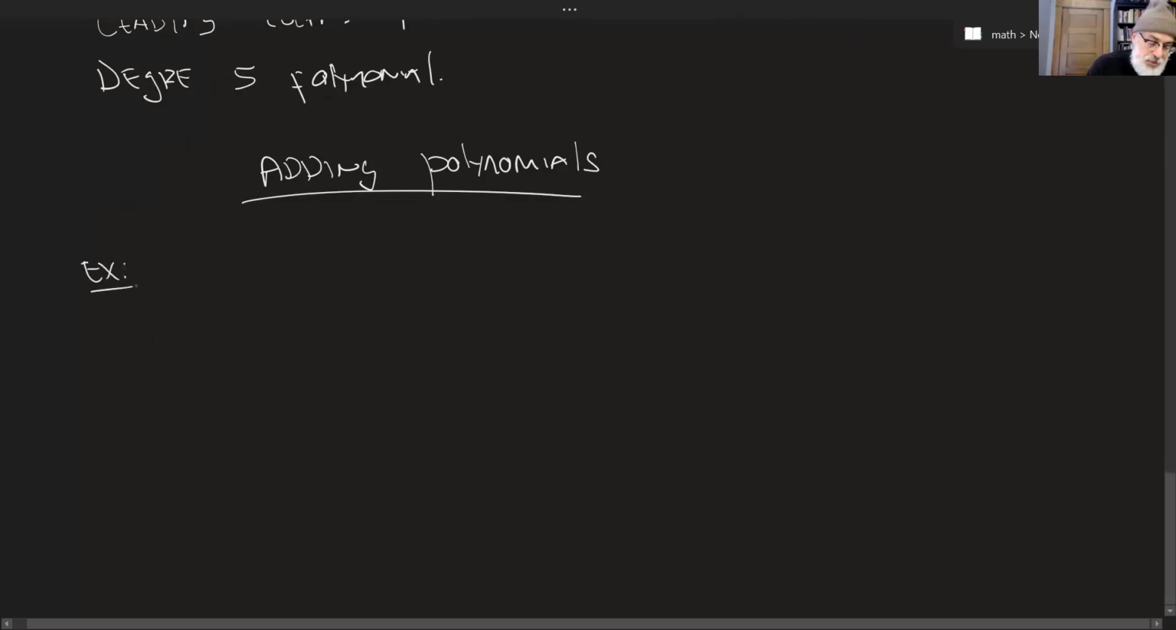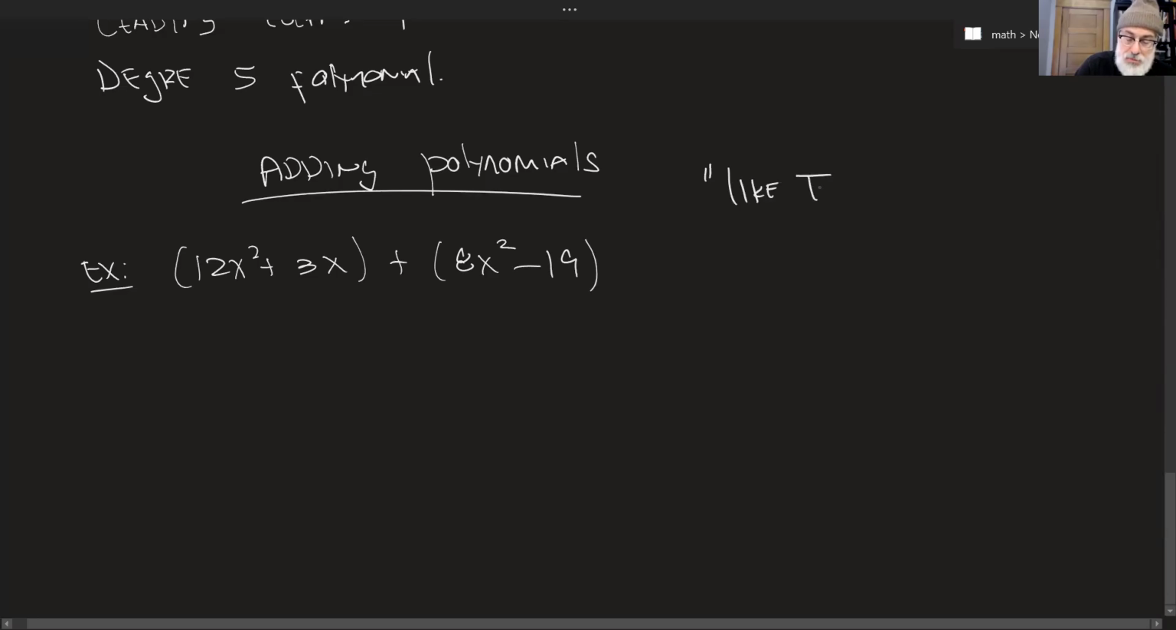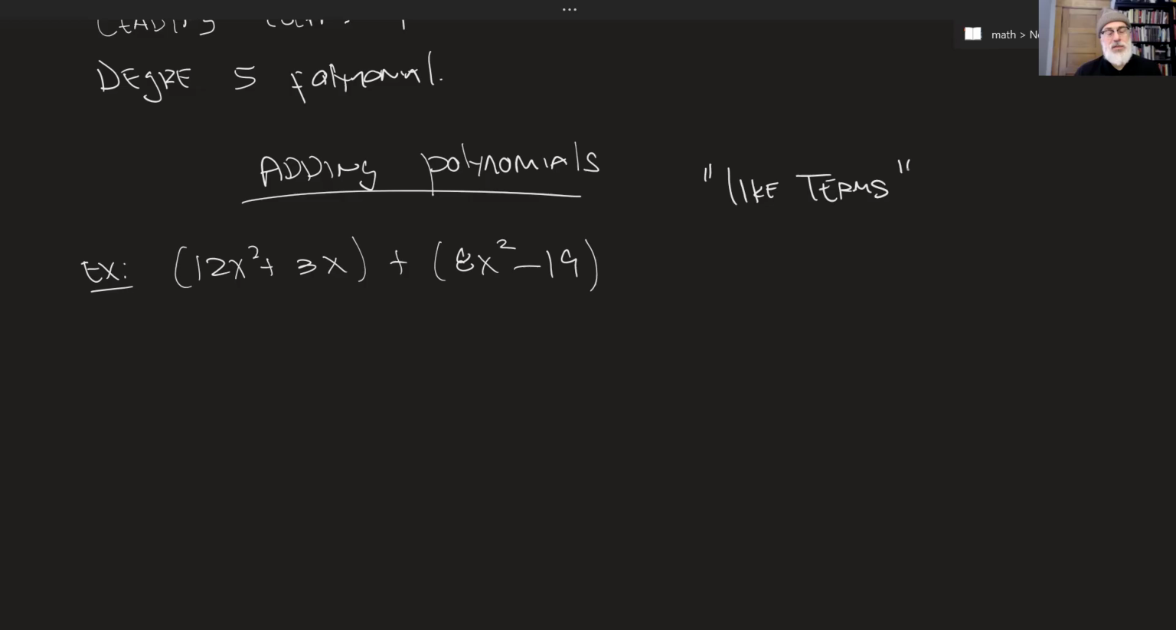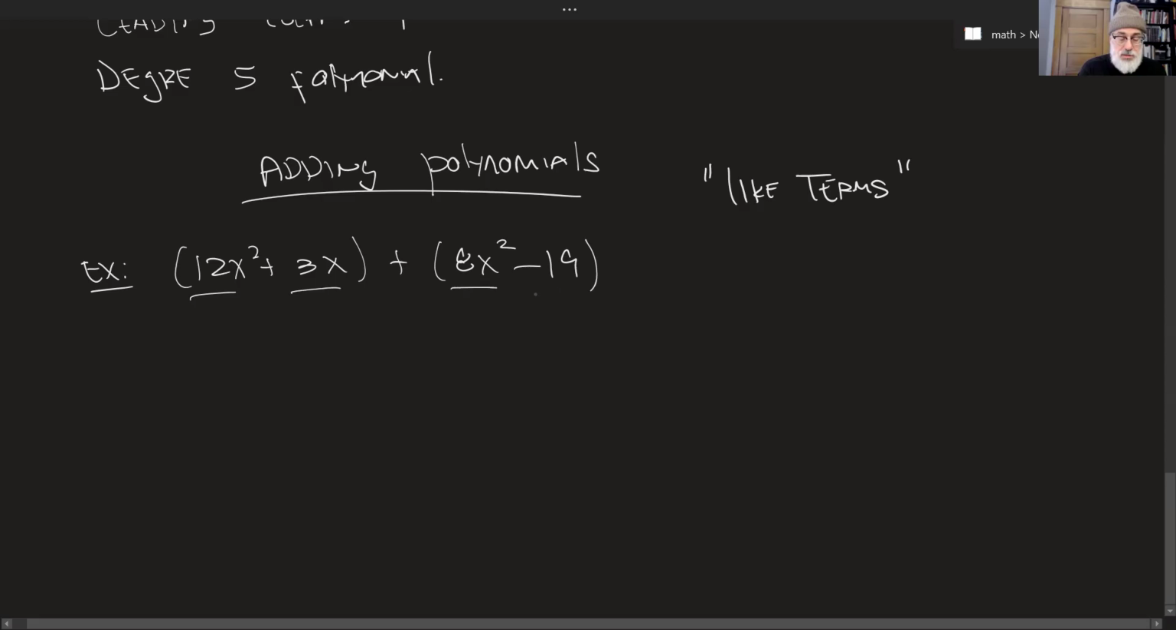It's good to start with an example. There isn't much to this as far as definitions or theorems or corollaries or lemmas. We're just going to take two polynomials and add them. So the key here is like terms. When we're adding or subtracting polynomials, we can only add and subtract like terms. Like terms, again: this is a term, this is a term, this is a term, this is a term. There's 4 terms here.